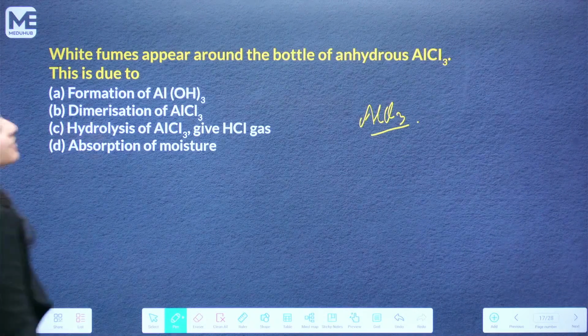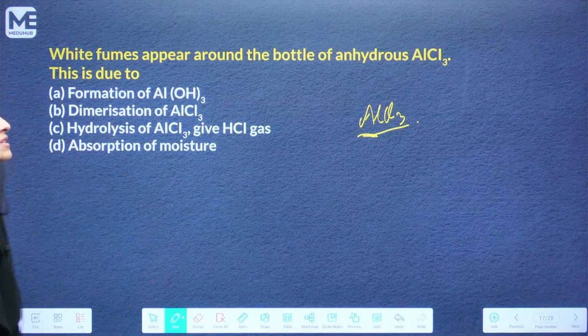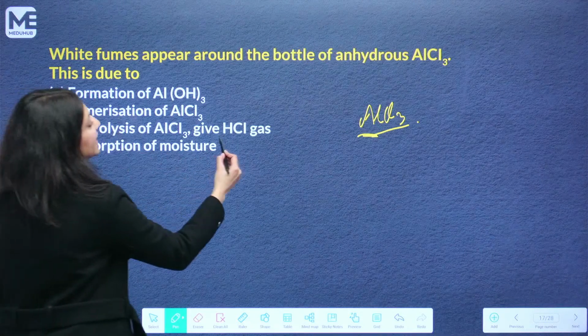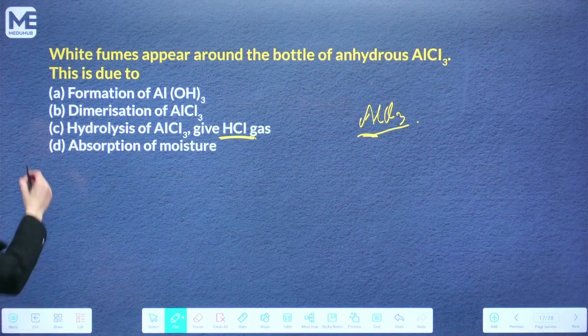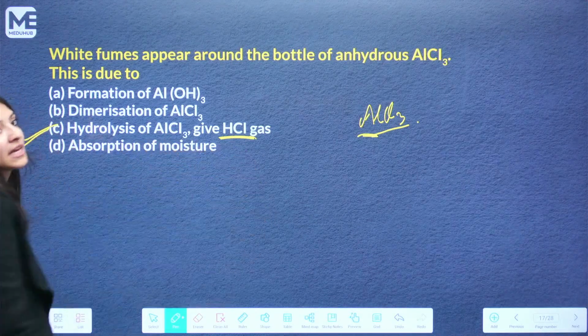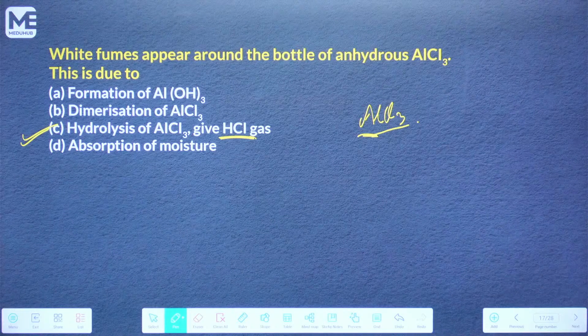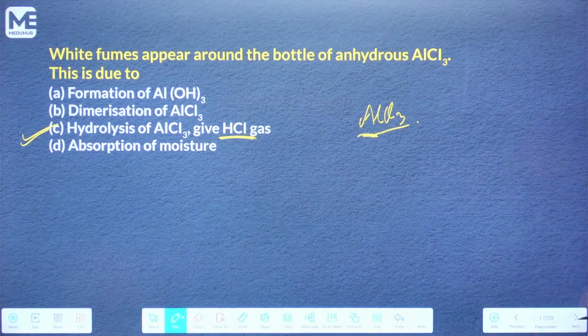Now AlCl3 partially hydrolyzes with the water vapor that is present in the air. So it gives HCl, and moist HCl gas appears white in color. So the answer is C. Hydrolysis of AlCl3 gives HCl gas. Is this clear? Moving on.